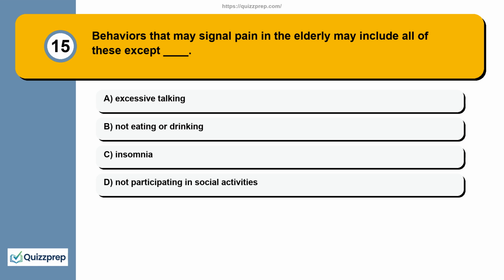Question 15. Behaviors that may signal pain in the elderly may include all of these except excessive talking, not eating or drinking, insomnia, not participating in social activities.